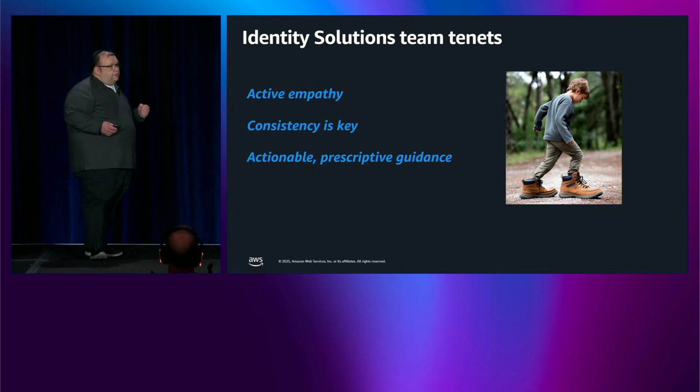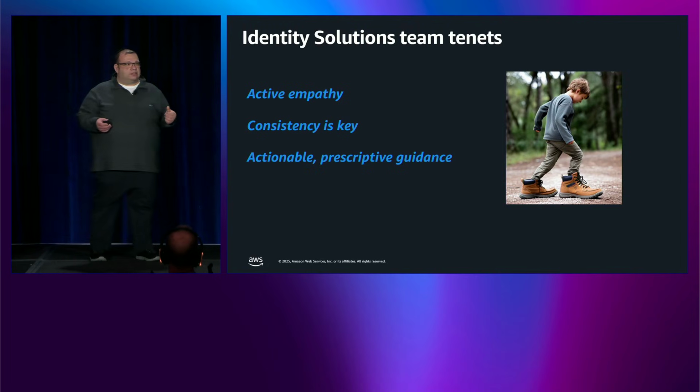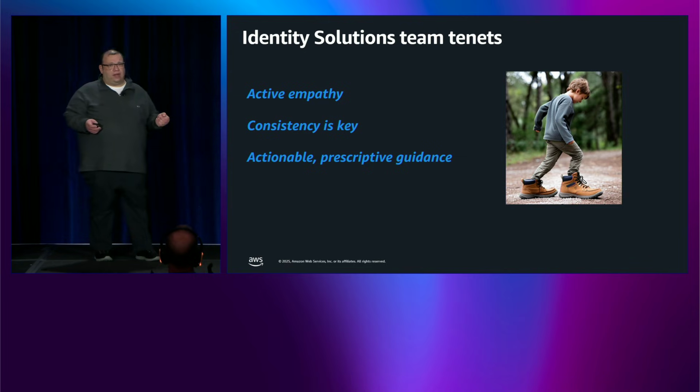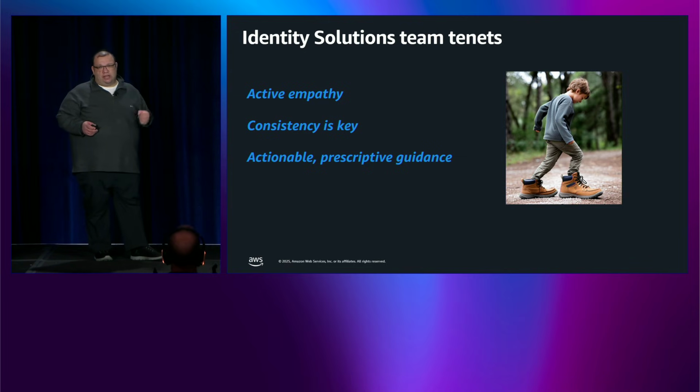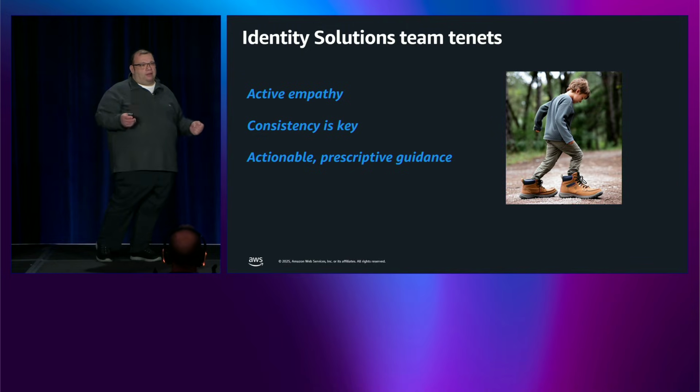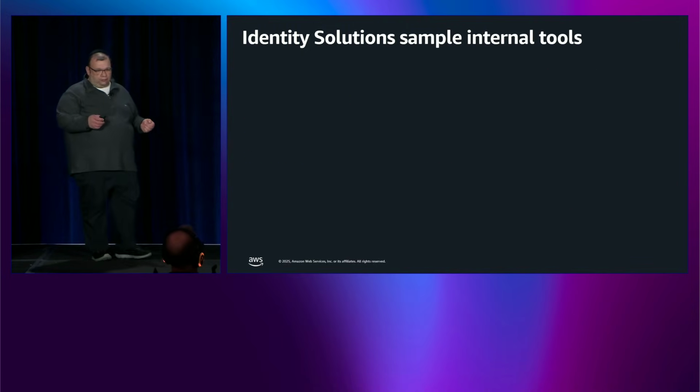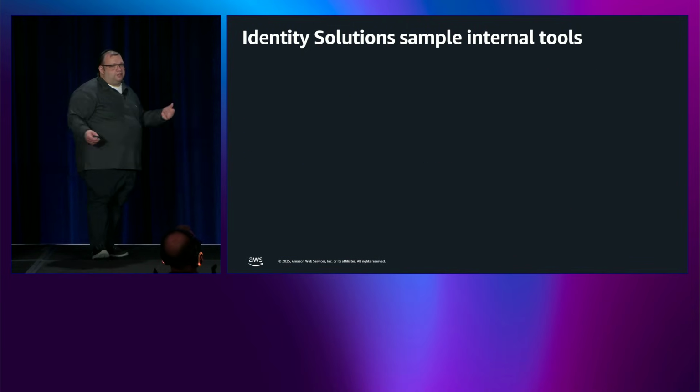And then, because we are solution architects, we focus a lot on actionable and prescriptive guidance, but we make sure that guidance is actually achievable. We actually make sure that we can implement, test, validate, and then recommend it to our customers. So how do we do that? What are some of the tools that we use?